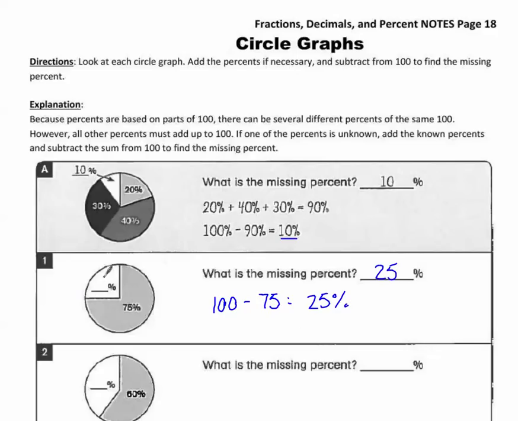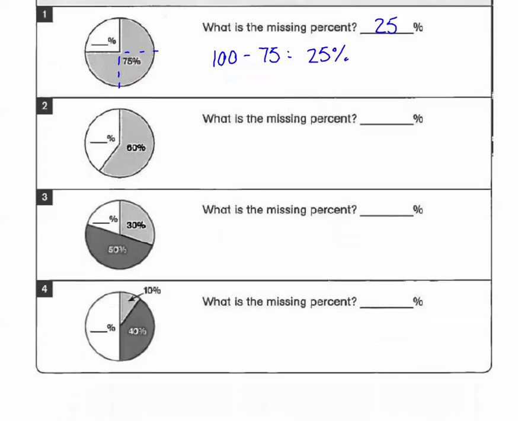Now many of you might be able to see that this is 3/4. So if you take your pie and you cut it into fourths, this is 3/4. So the last fourth is 25%. So you may have that memorized. If not, you can just take what you know, the 75, subtract it from 100, and you're left with that 25%.